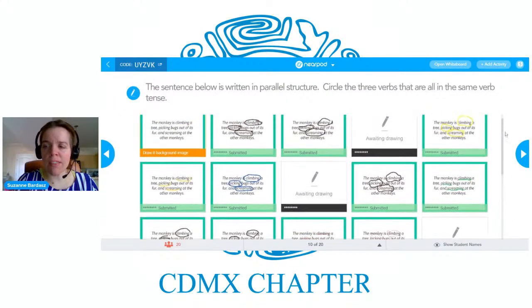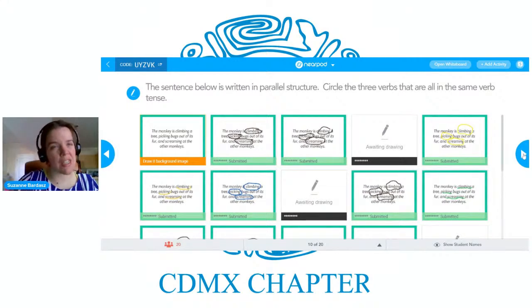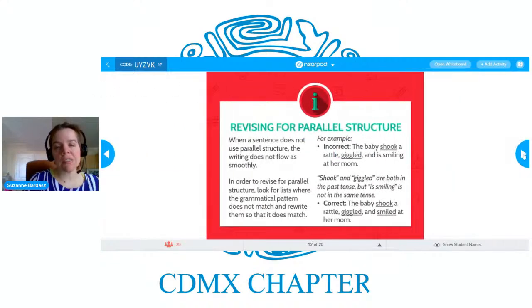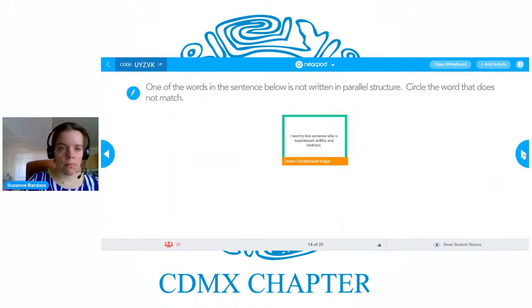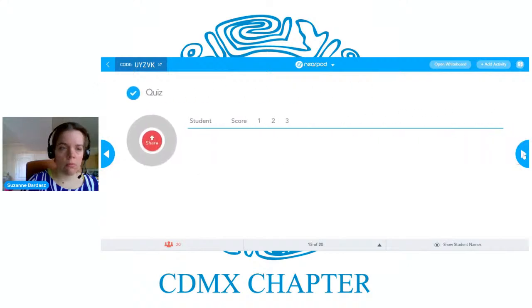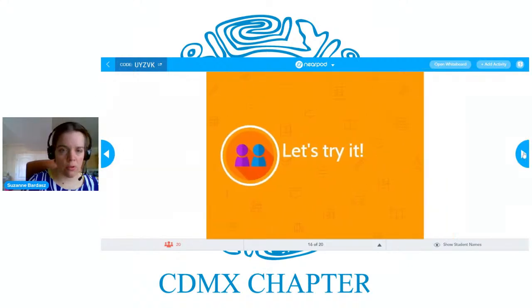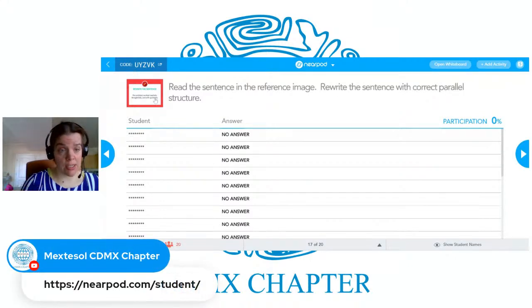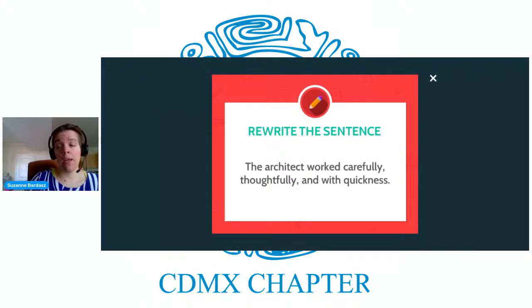All right. Let's try a different type of activity. So this lesson goes through all the different activities. Let's try this. So this one is what everyone's going to do: we're going to read the sentence here, and I'm going to keep this up for everyone. You're going to rewrite the sentence.